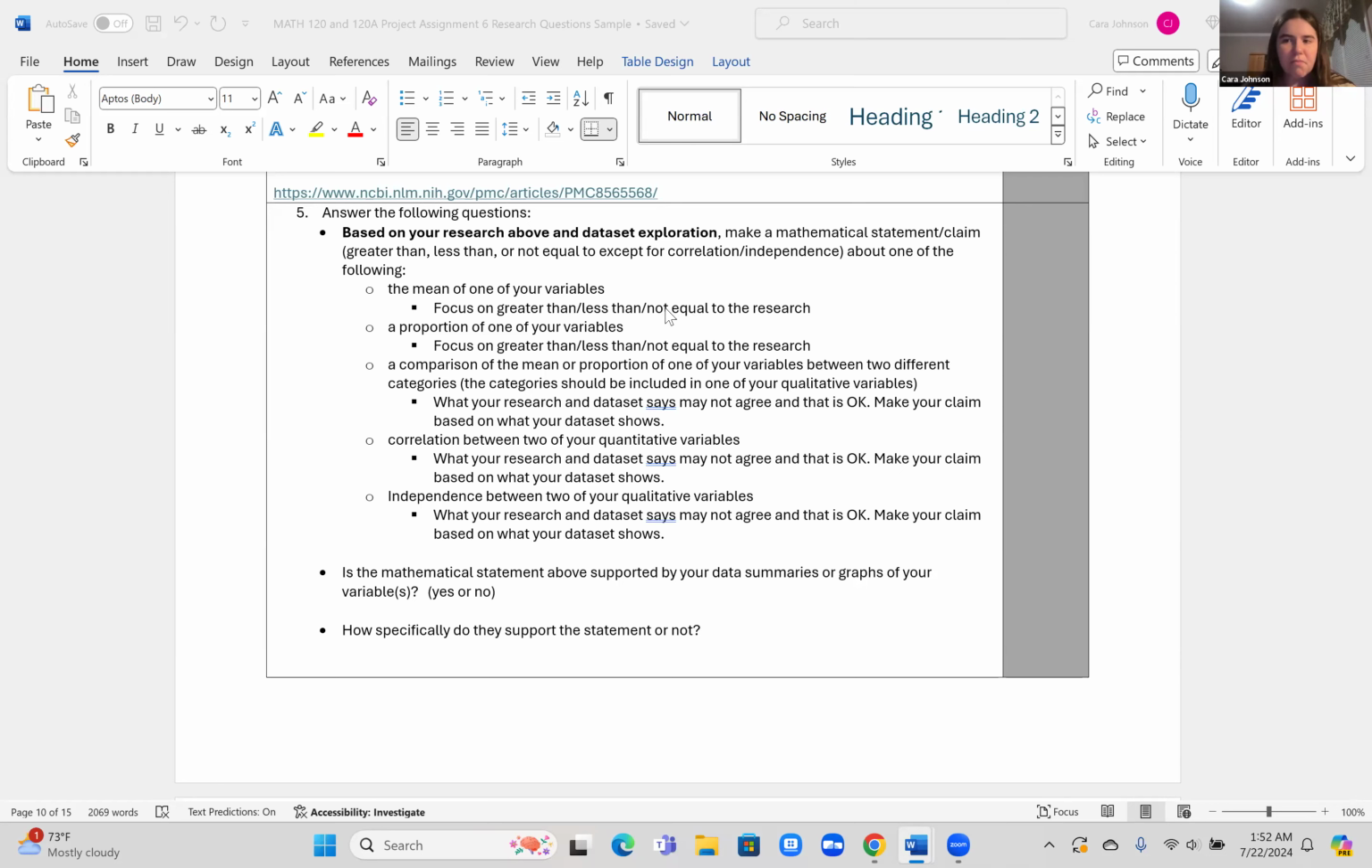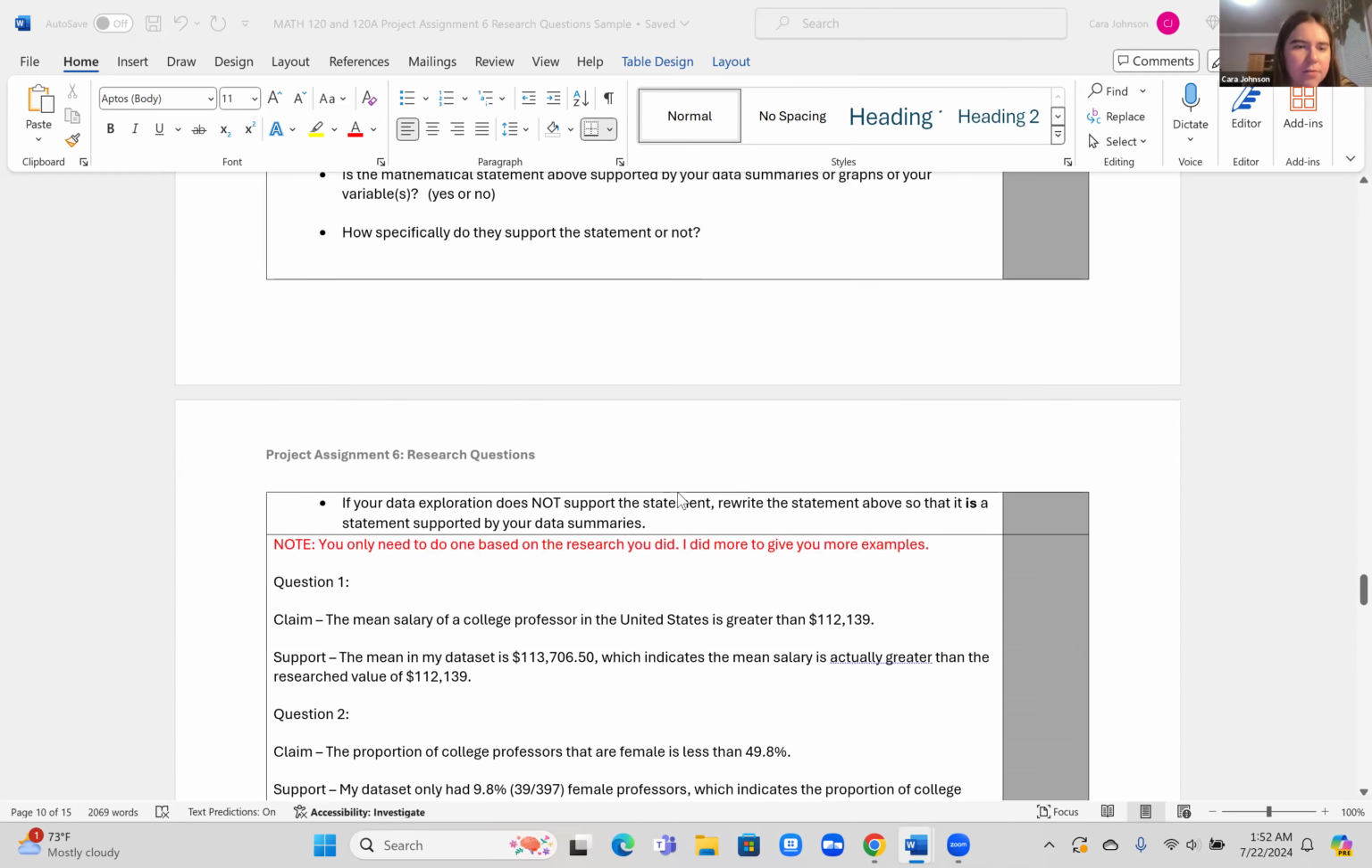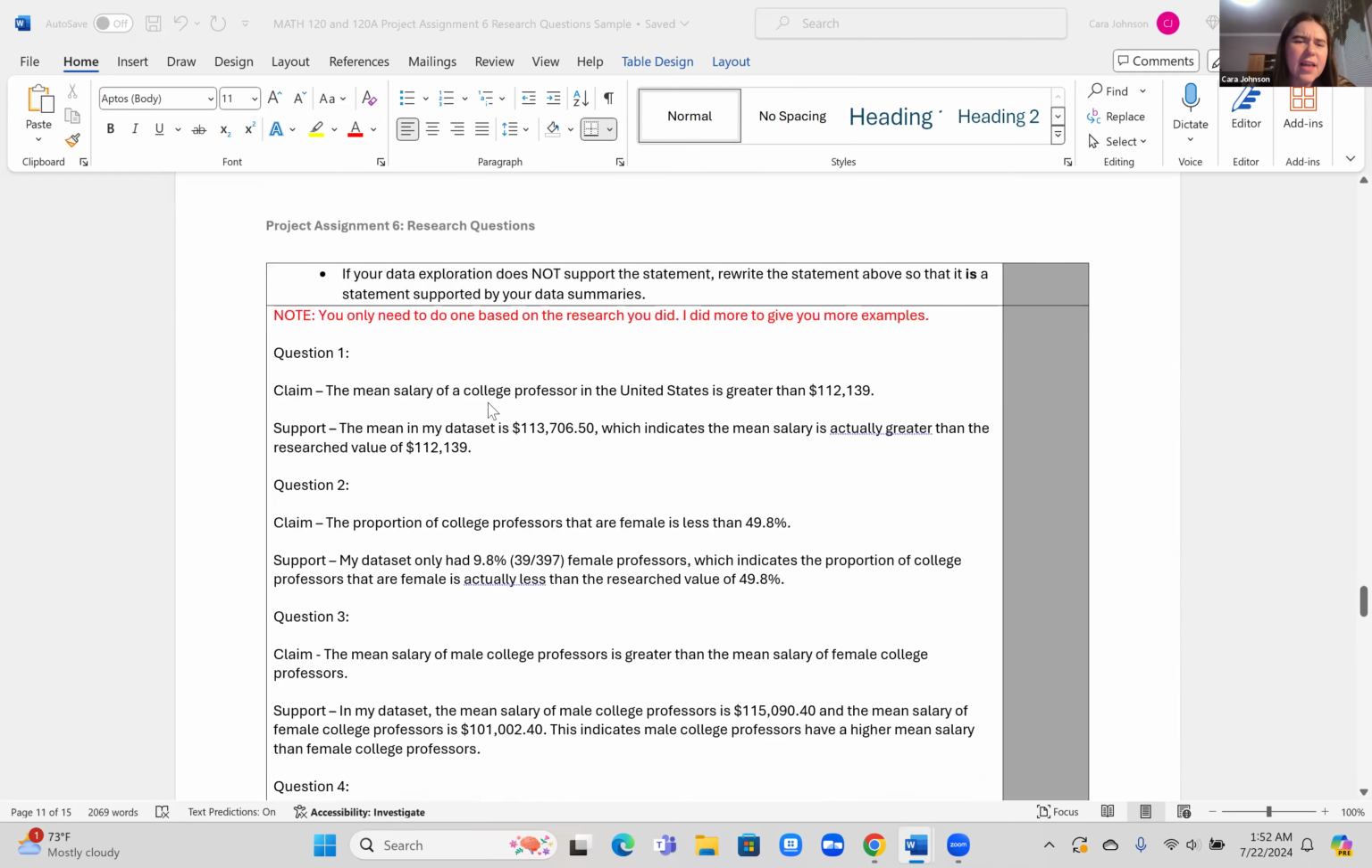If you're dealing with just a single mean, you're just focusing on the mean of a quantitative variable. So I would say since my mean in my data set was 113,706.50, that's higher than the research. So I'm going to make the claim that the mean salary in the United States is greater than 112,139.